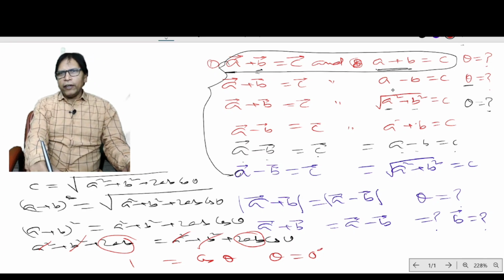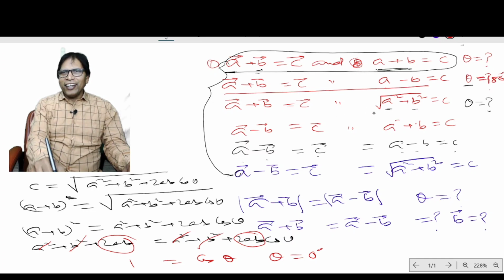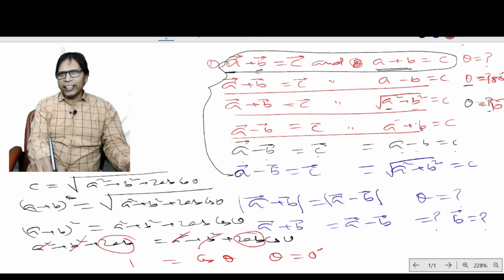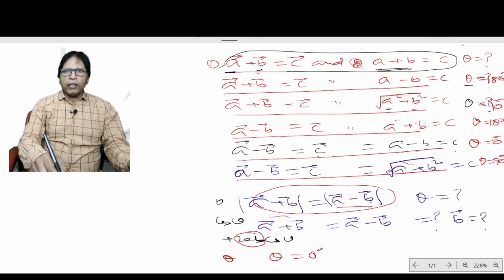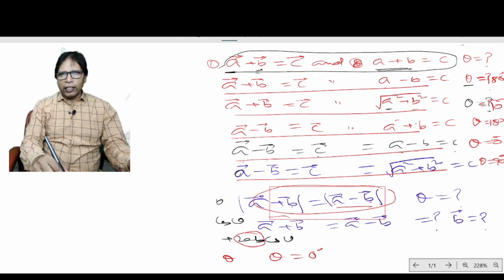In the same way, if the other condition holds, theta becomes 180 degrees. Now in a third case, theta equals 90 degrees. Now look at this, in this case theta equals 180 degrees, in this case theta equals 0 degrees, and in this case theta equals 90 degrees. Understood? Now look at this case. Now look at this numerical.